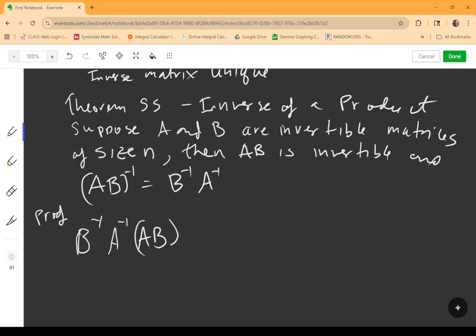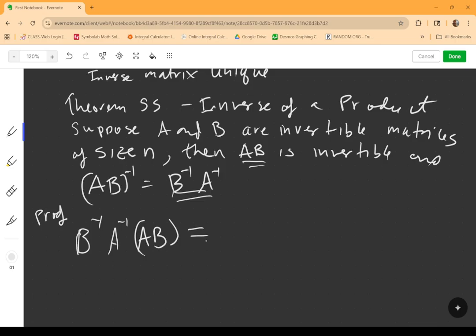Okay, so we'll start here. Again, what does it mean for it to be an inverse? If I want to show that this is the inverse of AB, then their left and right products need to be the identity.